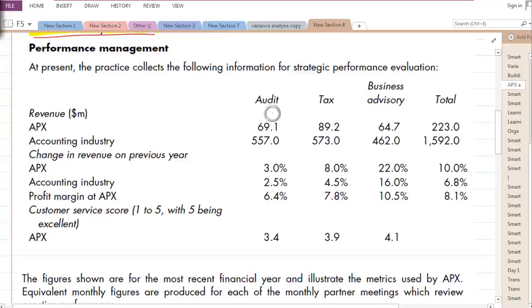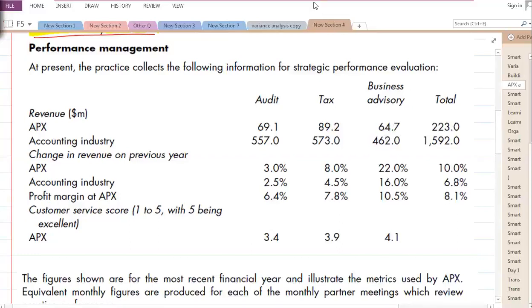Can we compare audit with tax services or tax with business advisory services? Do you think this comparison is better, or should we compare the revenue from APX from audit and the overall revenue in the industry, and the revenue from tax from APX and the overall revenue from the industry? What do you think? What kind of comparison should be better? Should we compare these services, or should we compare it with the industry?